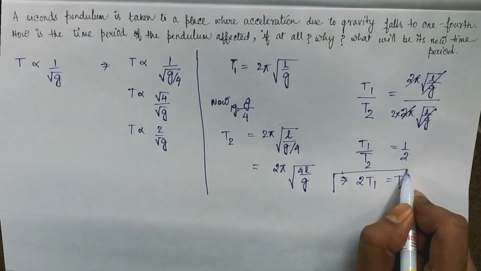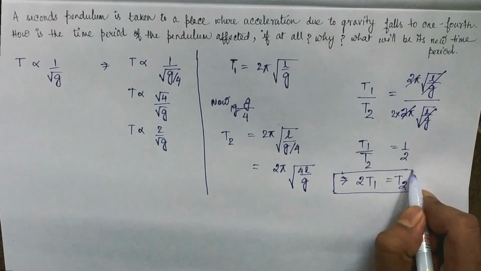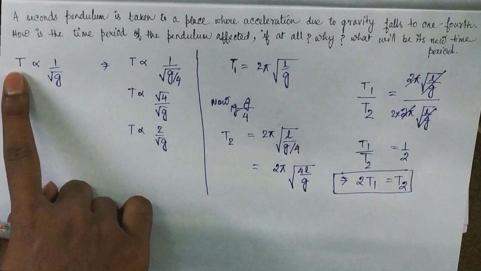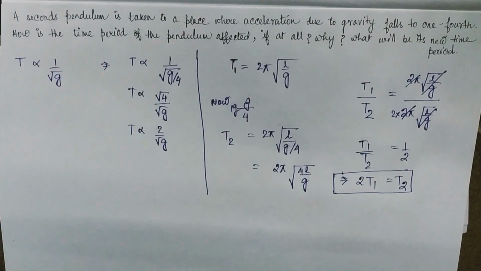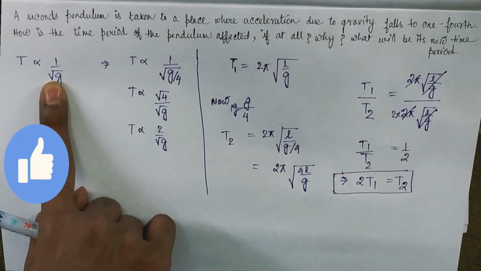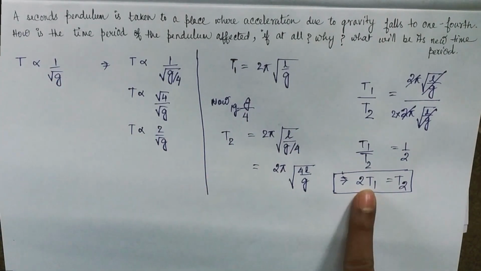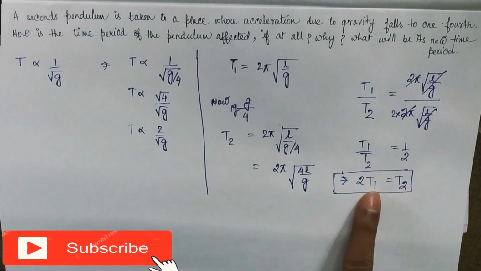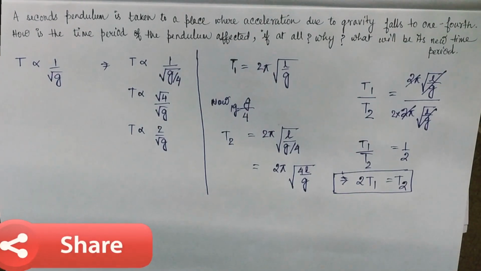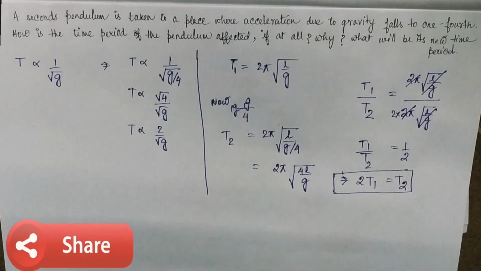So all the questions are answered. What were the questions? How is the time period of pendulum affected? That I have told: time period of pendulum will increase. Why? Because it is inversely proportional to square root of acceleration due to gravity. And what will be its new time period? See, T2 equal to 2T1, that is it will become double that of the previous time period.